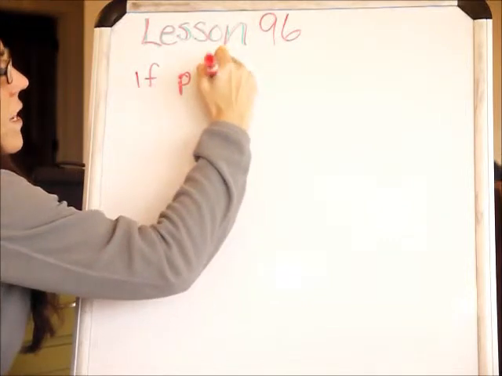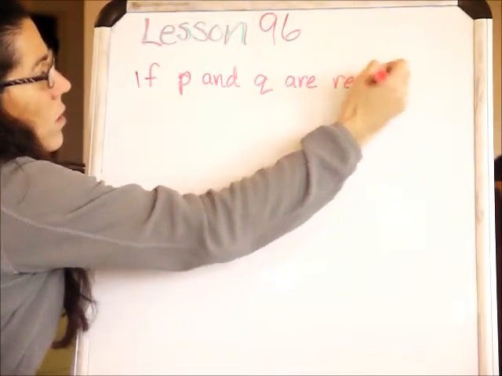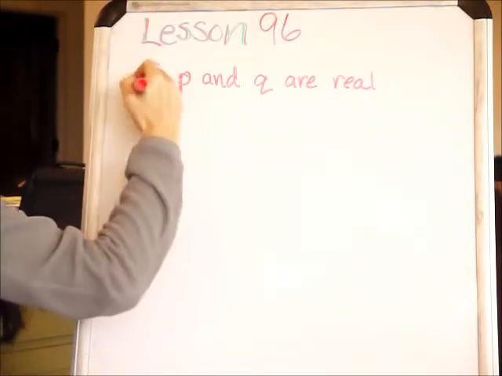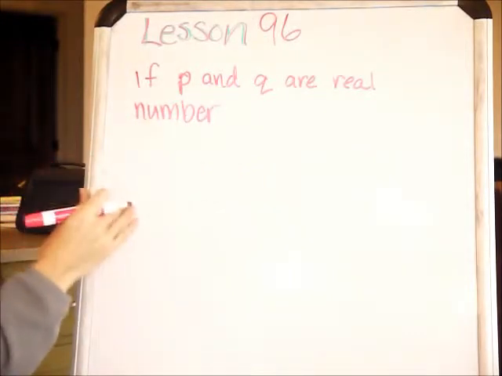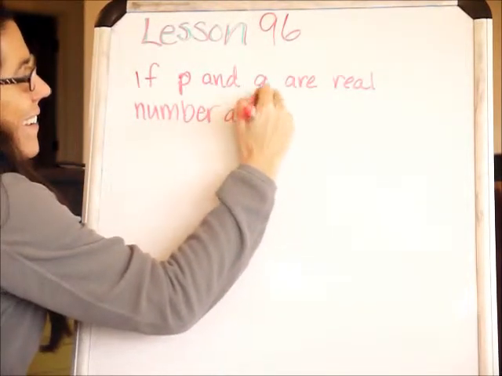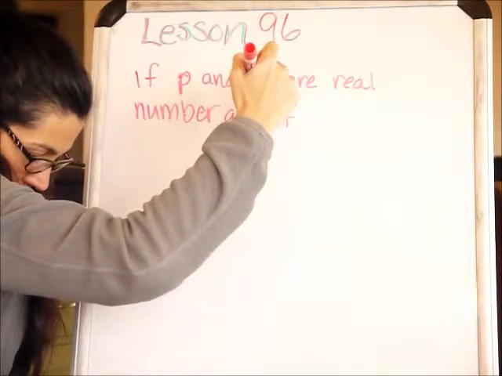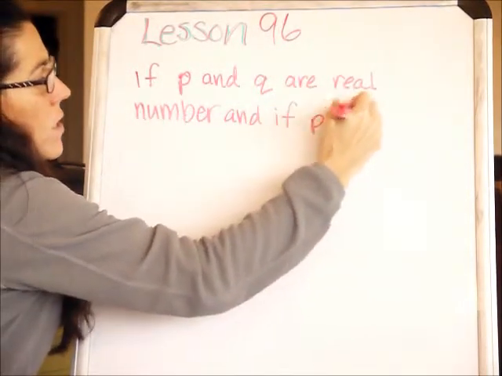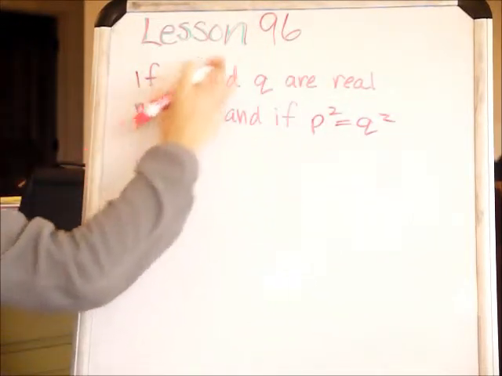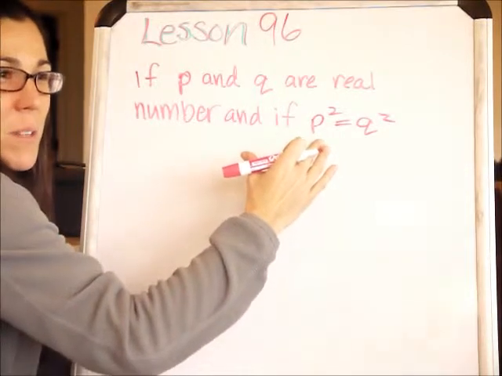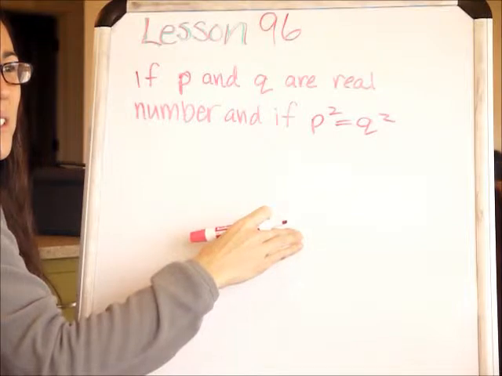If P and Q are real numbers, and if P squared equals Q squared, so there's our if statement, right? What's that called in logic? Have you guys talked about that? Hypothesis, conclusion?